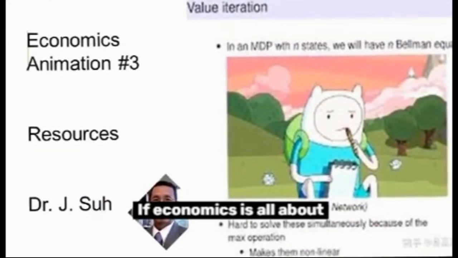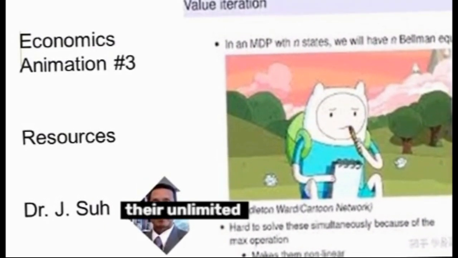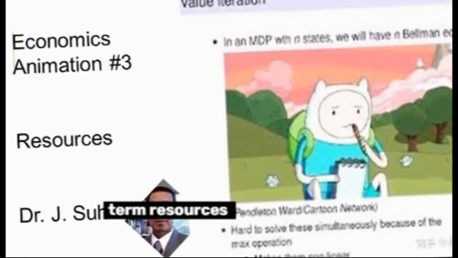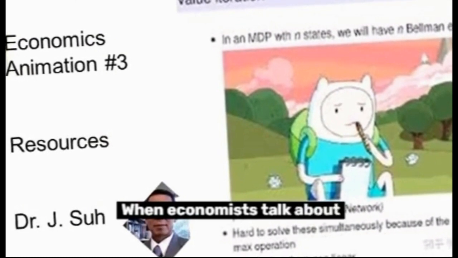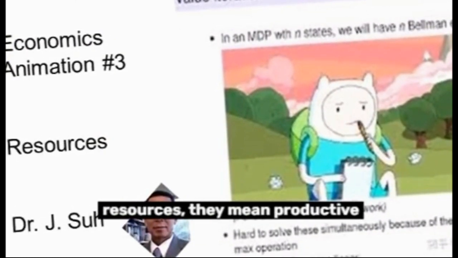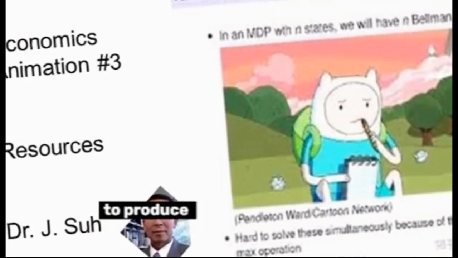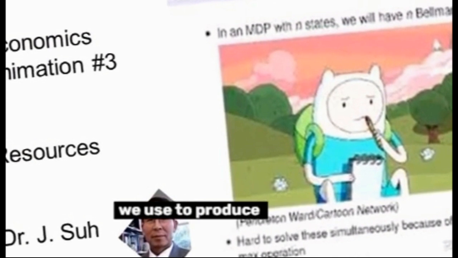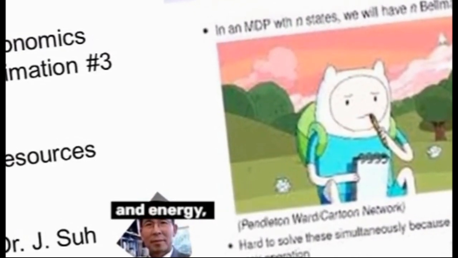If economics is all about how people use their scarce resources to try to satisfy their unlimited wants, then it might be a good idea for us to think about what the term resources actually means. When economists talk about resources, they mean productive resources. The resources actually have to be able to produce something, a product or a service. So what kinds of stuff do we use to produce goods and services? We use people, fuel and energy.